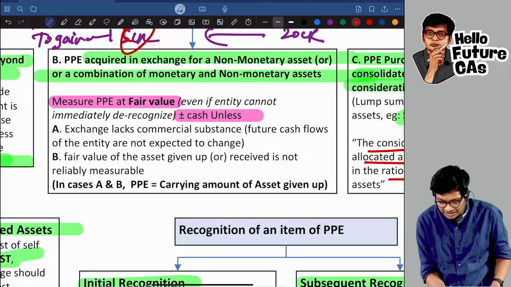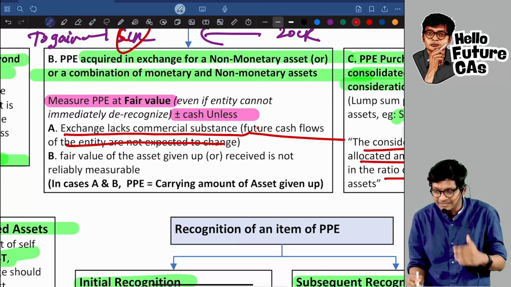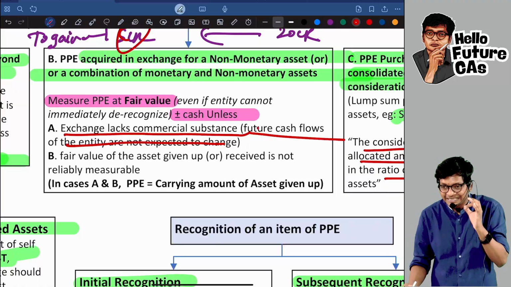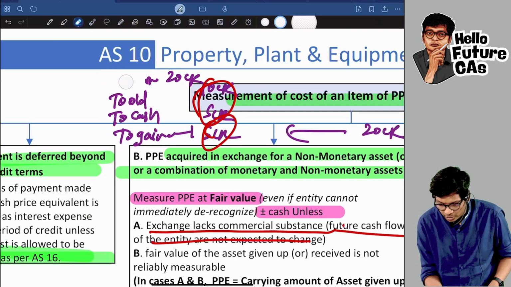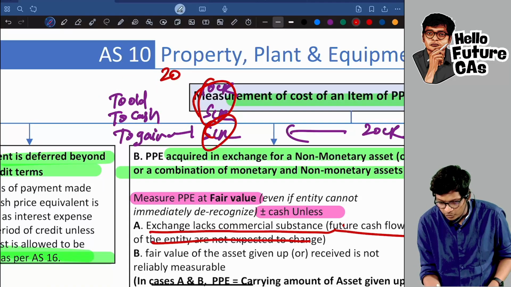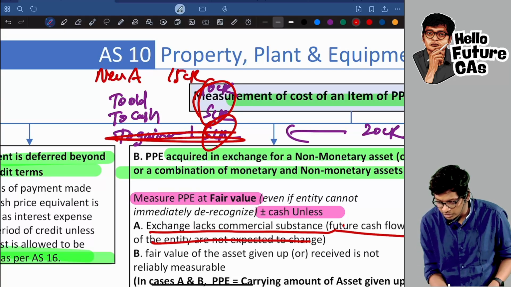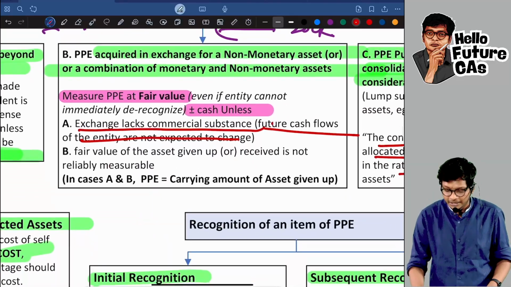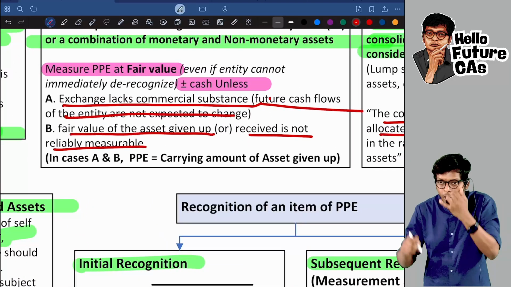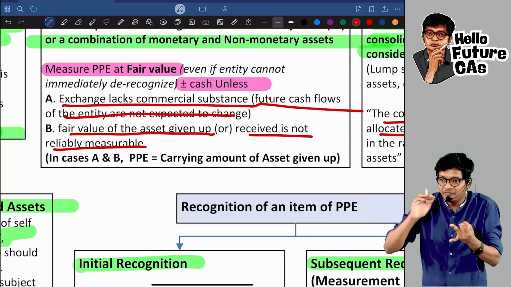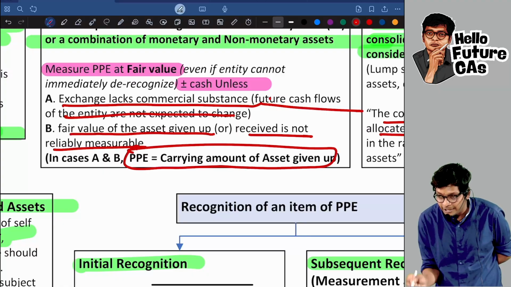If the transaction lacks commercial substance, meaning I am doing it between friends, sir, between family, then they are saying you will pass the same entry, but I will not account the new asset at fair value of 20. The new asset will be accounted at the same book value of 15 crores, so there will not be any gain or loss. So that is what they are saying, fair value of asset given up or received is not measured. So if you are not able to find a fair value, or if the transaction lacks commercial substance, record the PPE at carrying value of asset given up.